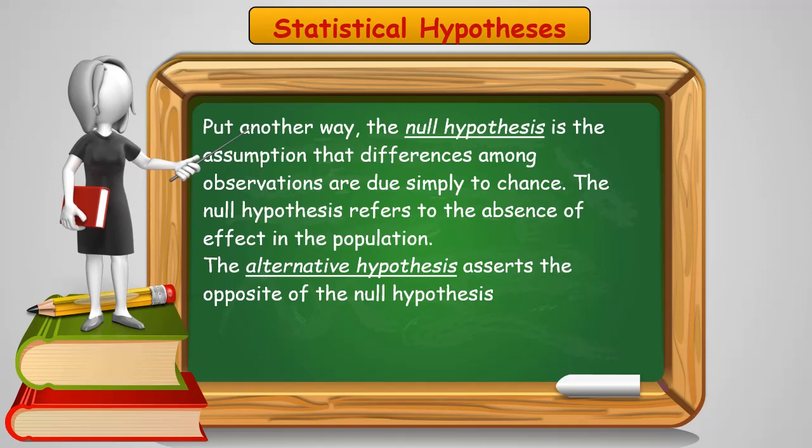Put another way, the null hypothesis is the assumption that any differences among observations in a sample are due simply to chance. The null hypothesis refers to the absence of effect in the population. The alternate hypothesis asserts the exact opposite of the null hypothesis.